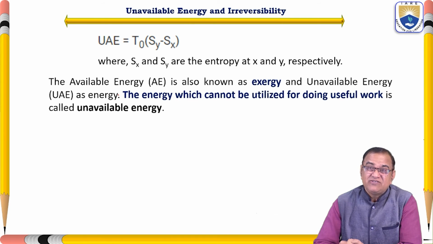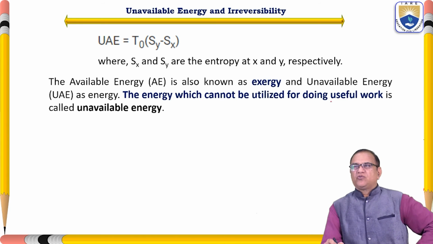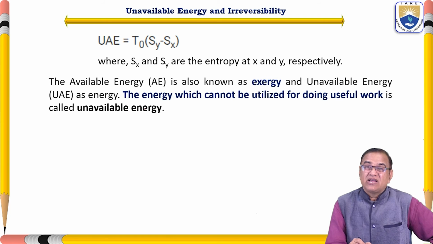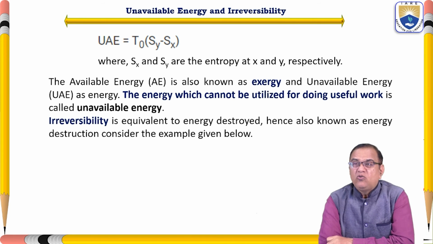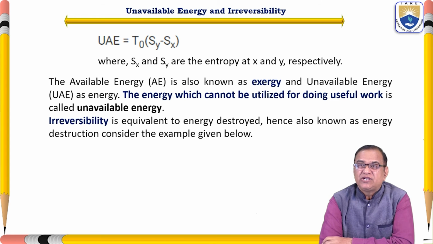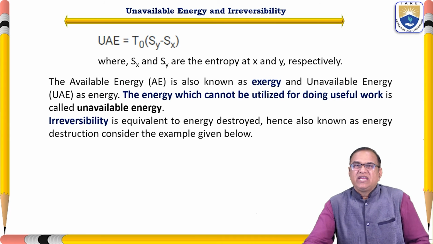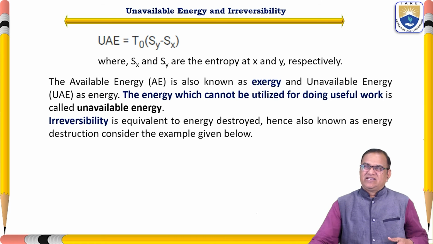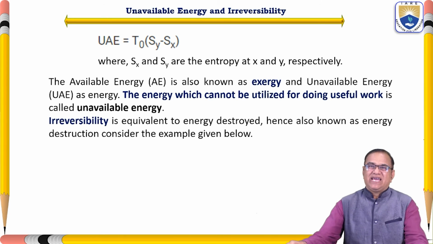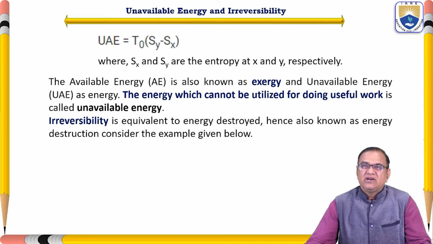So the energy which is not available is known as the anergy, but which is available to do the work is called the exergy. The energy which cannot be utilized for doing work is called the unavailable energy. Now, irreversibility is equivalent to energy destroyed. So what is the meaning of irreversibility? Irreversibility is equivalent to energy destroyed, hence also known as the energy destruction.